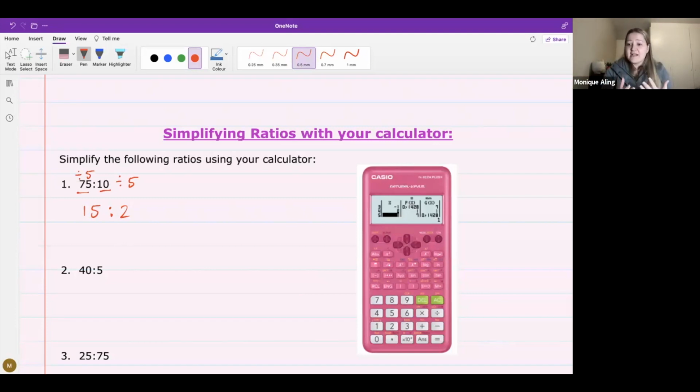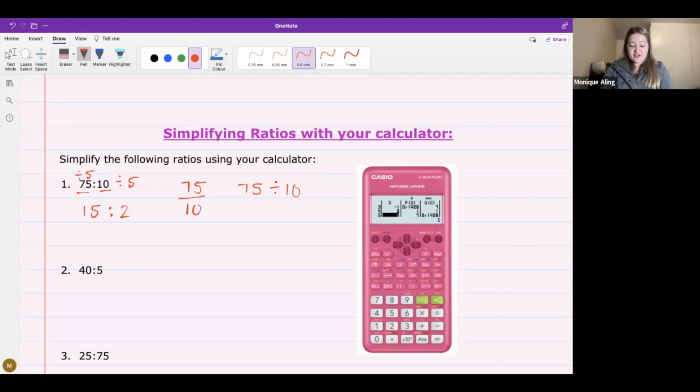Alternatively, in an exam, you don't have time to think about these things. You have a calculator. They're not going to ask you to show working out when it comes to simplifying a ratio. So all you can do is just put it in a calculator. Or if you don't know a number that goes into both, you can always use your calculator to check. So in order to use your calculator to simplify a ratio, you would literally put in your calculator 75 over 10, or you could say 75 divide by 10.